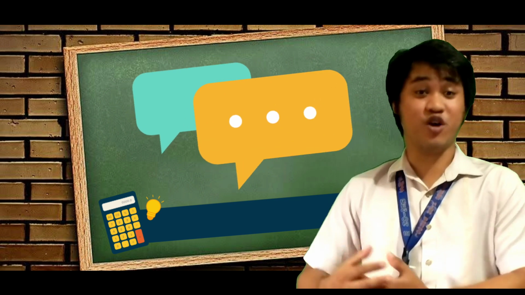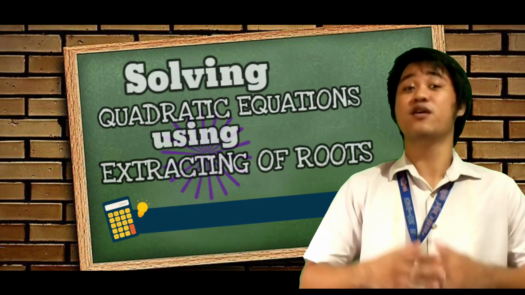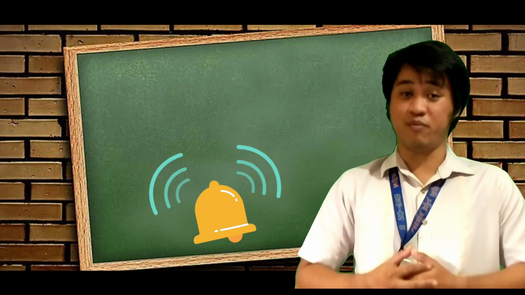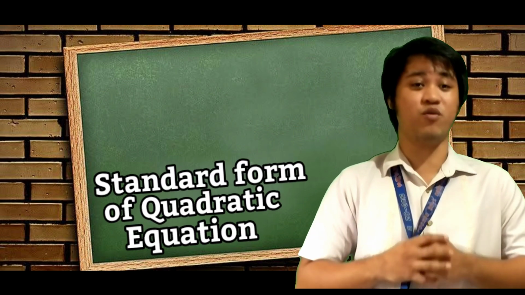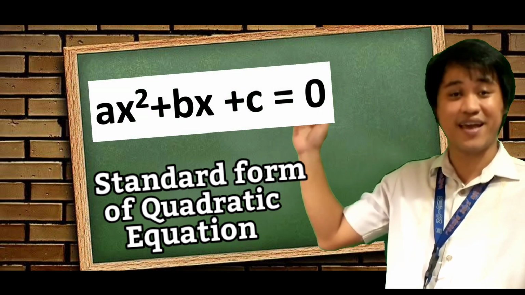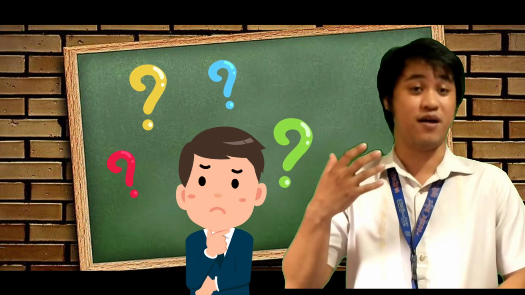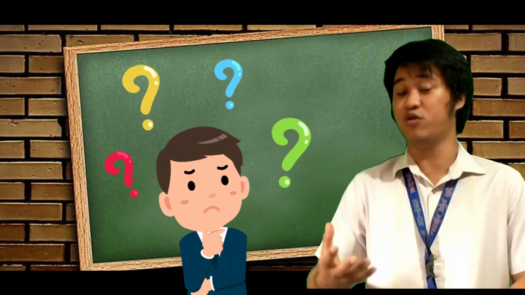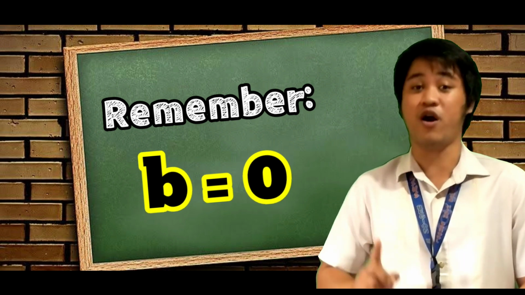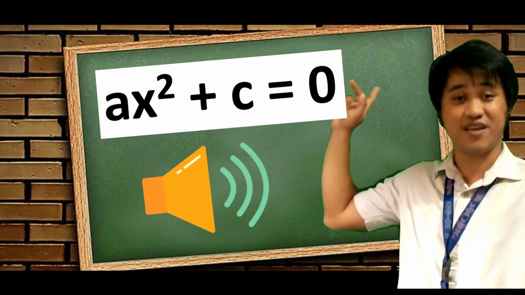So after we solve equations with one unknown, let's now move on to solving quadratic equations using extracting of roots. So, terms to remember: the standard form of the quadratic equation is ax squared plus bx plus c is equal to 0. In solving quadratic equations using extracting of roots, we need to remember that b is always equal to 0. So our quadratic equation now will become ax squared plus c is equal to 0.